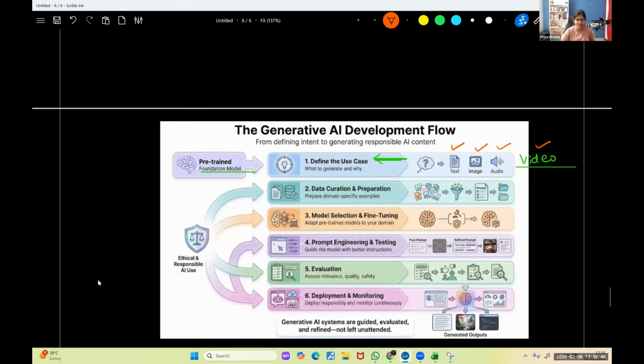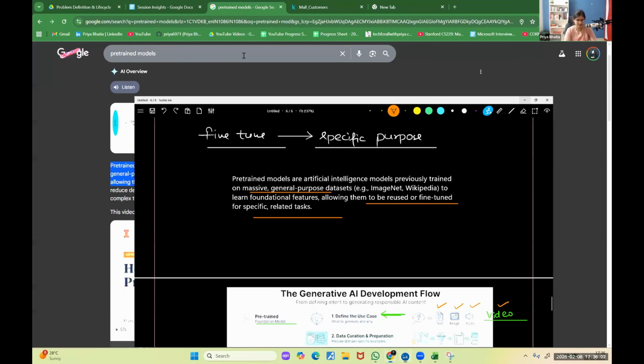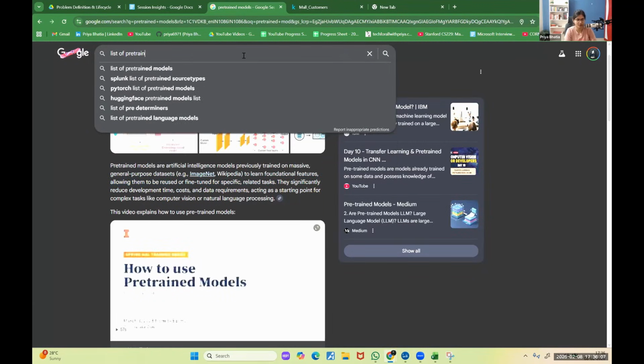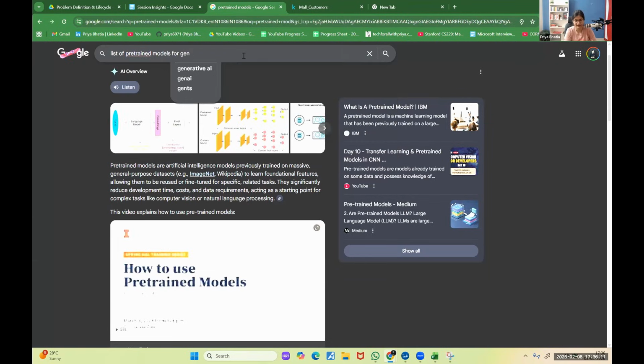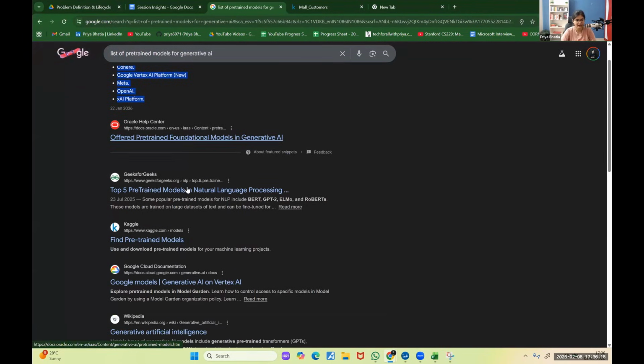There are so many examples. For example, transformers, BERT, GRU, GPTs, GPT 3.1, GPT 4, GPT 5, I think, is the recent one. All of these are the pre-trained models we have. So if you want to see the list of pre-trained models for generative AI, you can see all of these are the pre-trained models which we have.